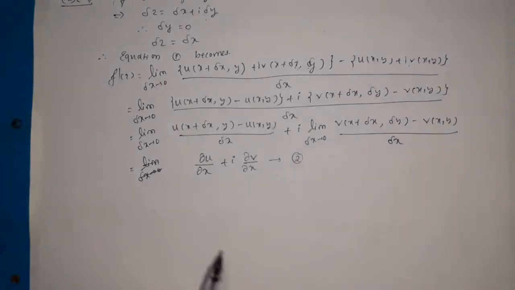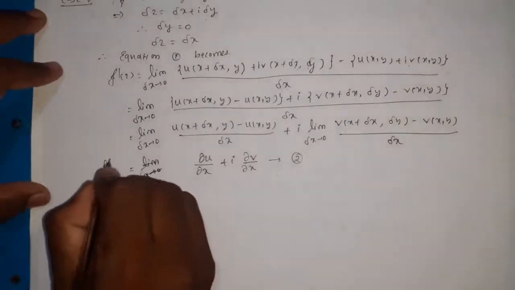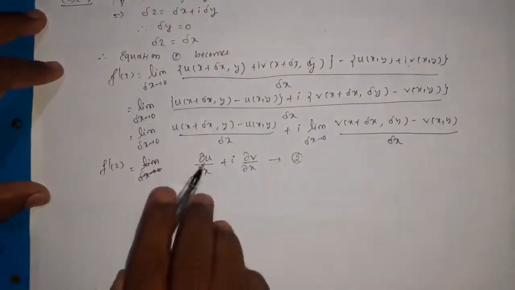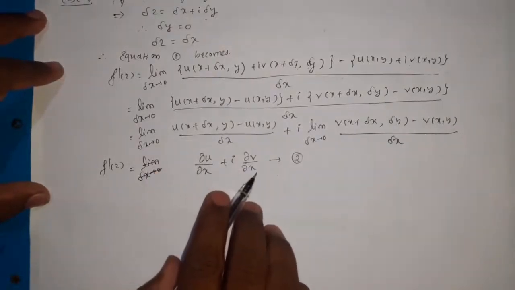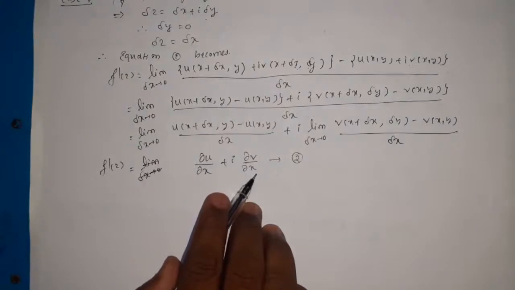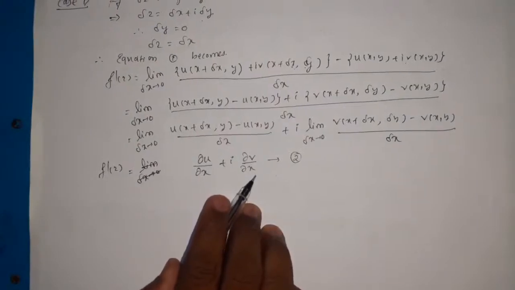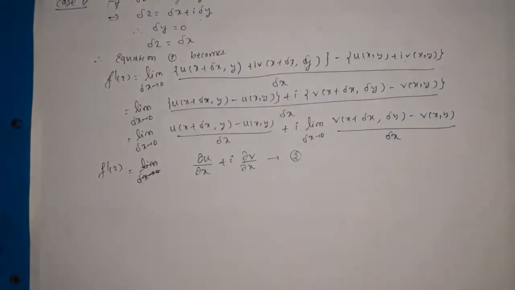So therefore if delta z is purely real, then f dash of z is equal to dou u by dou x plus I into dou v by dou x. Then the second case is if the function is purely imaginary, then what to do, or what will be f dash of z.